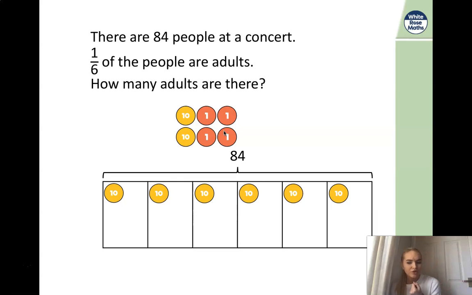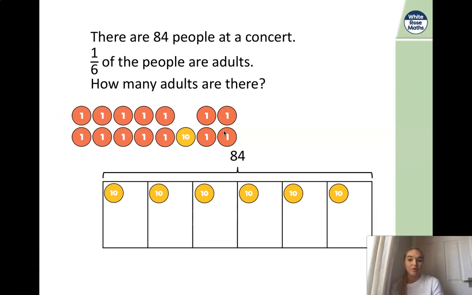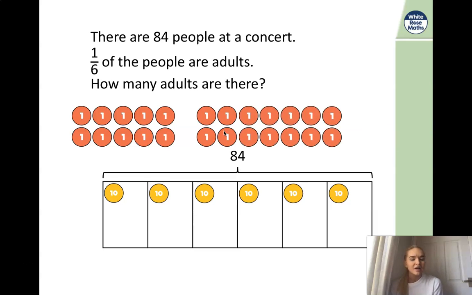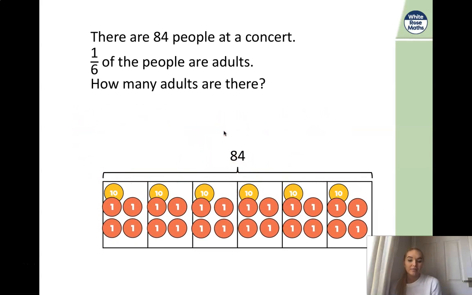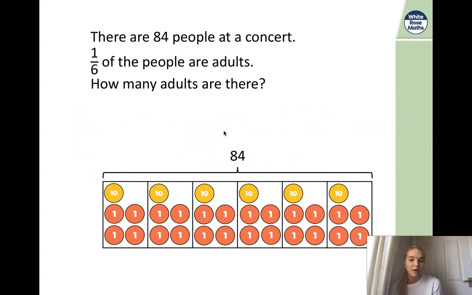So what are we going to swap those two 10s for? Absolutely, swap them for 20 ones. So we now have 24 ones to split between 6 groups. 6 goes into 24, how many times? 6, 12, 18, 24. 4 times. So there's going to be 4 ones in each part.